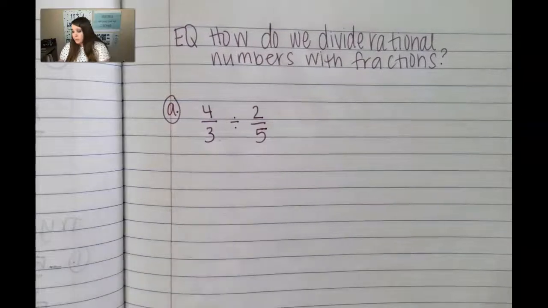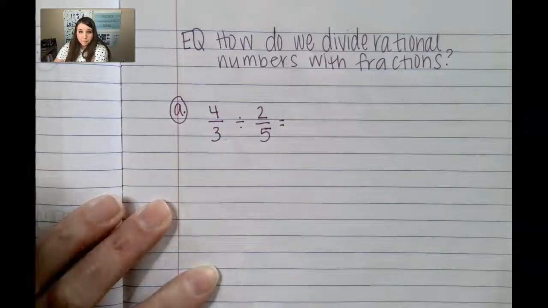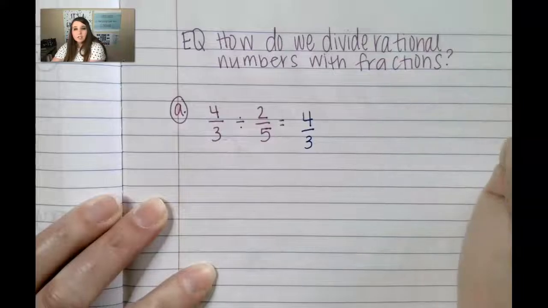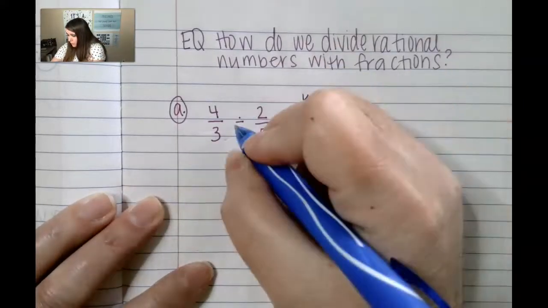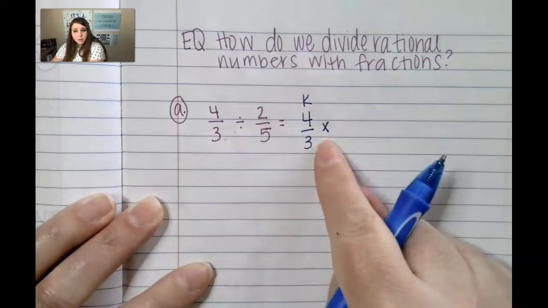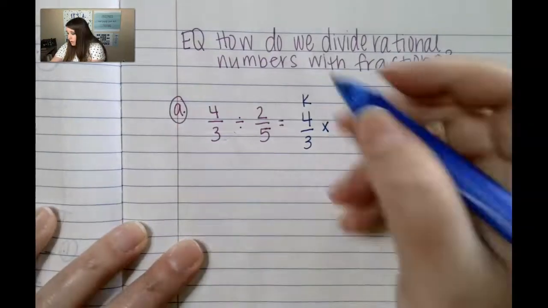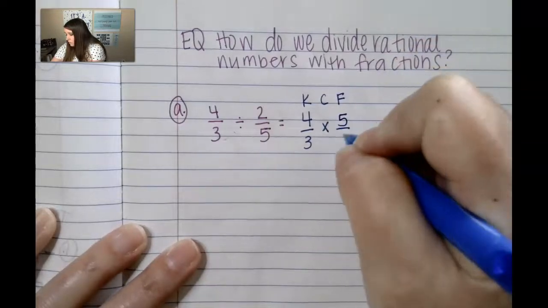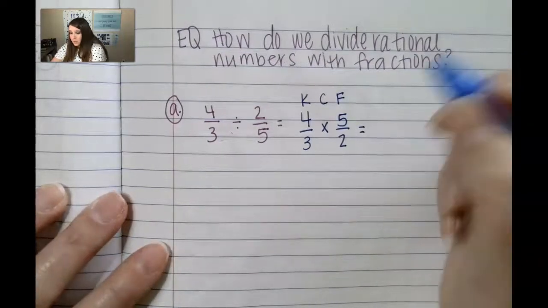So we keep our first number as 4/3, which already happens to be an improper fraction, so that's nice. We didn't need to make that an improper fraction. So we have 4/3. We're going to keep this one. We're going to change our symbol. So our symbol becomes, instead of division, multiplication because we're going to multiply by the inverse or the flip of 2/5. So keep it, change it, and flip it, which becomes 5/2. And then you just multiply straight across like we did in our last lesson.